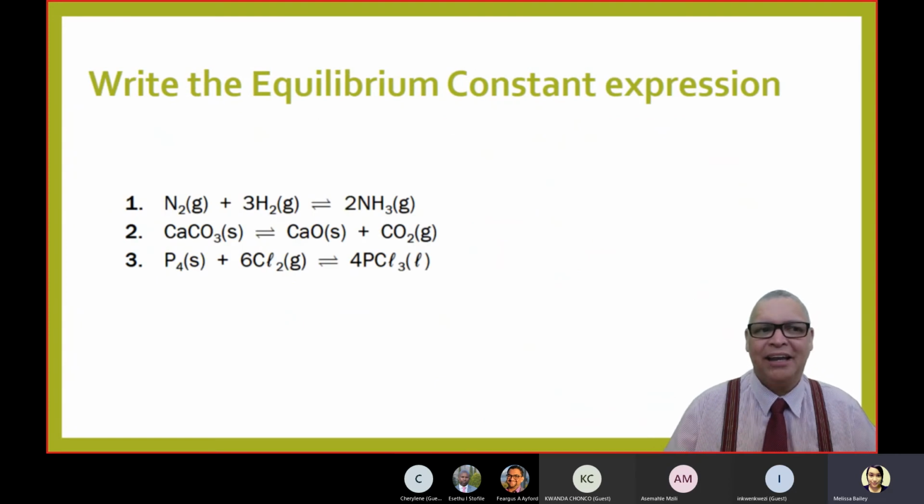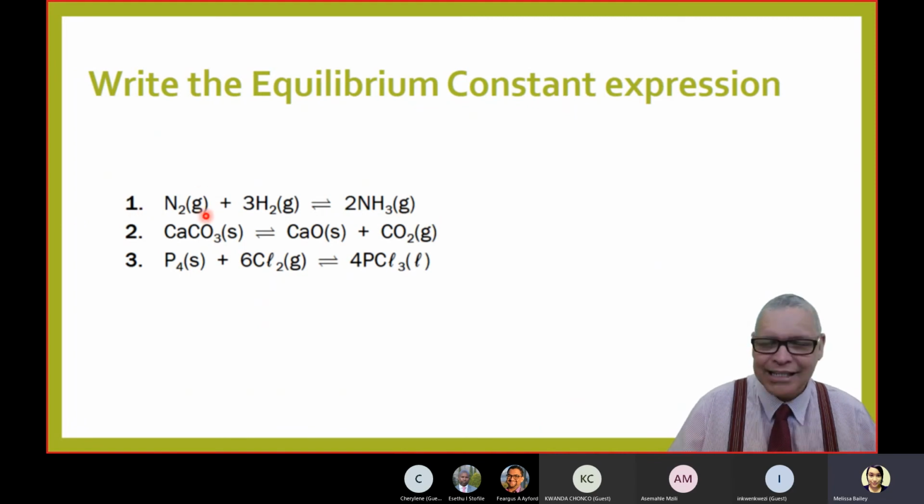Now, I'd like you to do the following for me. On the paper in front of you there, I'd like you to write the equilibrium constant expression for the first reaction. Let me take you through this.